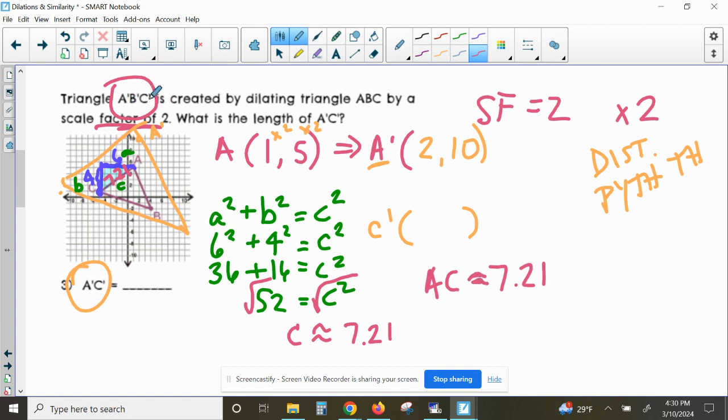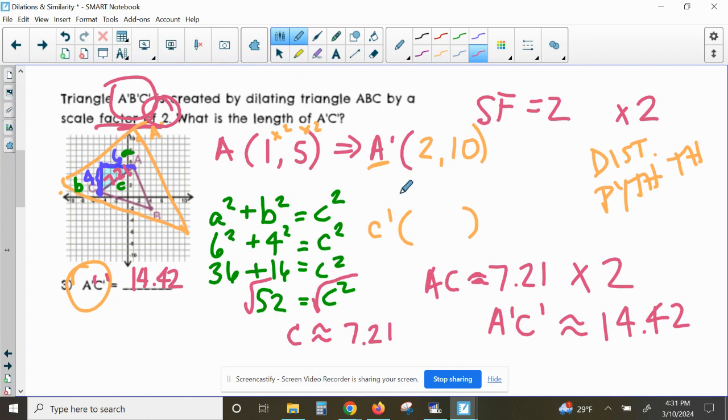I want the triangle A prime, B prime, C prime. You see the primes on this? Prime, prime. That means I want this big triangle here. And that triangle is a scale factor of 2, which means it's going to be twice as big. So I have to times this by 2 in order to get A prime C prime. So if I multiply 7.21 by 2, I'm going to get about 14.42. So the length of that is going to be 14.42.